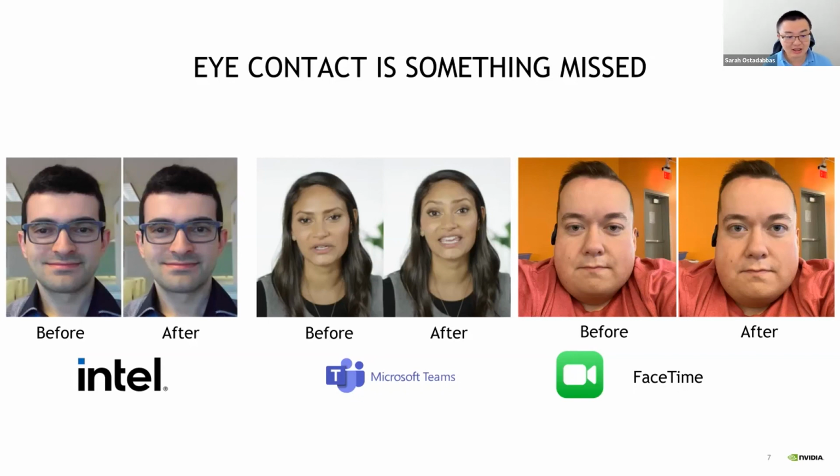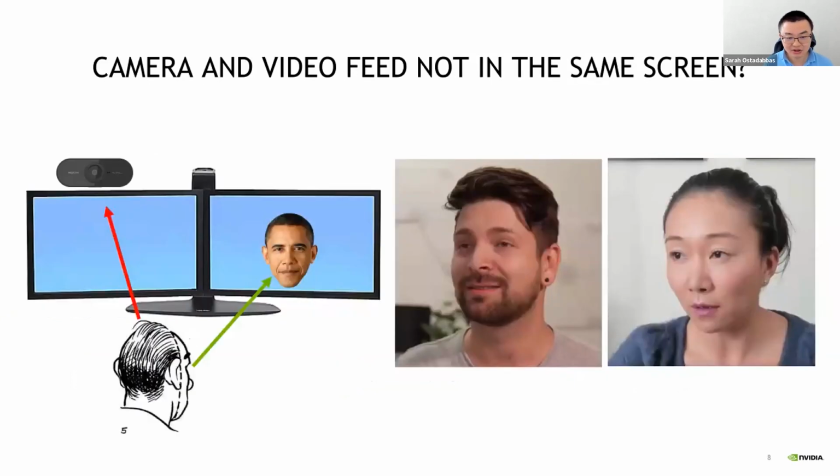And fortunately, this is a well-recognized issue, and a couple of companies have come out with a great solution. They basically rotate the eyeballs, change the eyeball location to make it look more like looking at you. So you can see the before and after from this Intel, Microsoft, and Apple's software, and the eye contact is better.